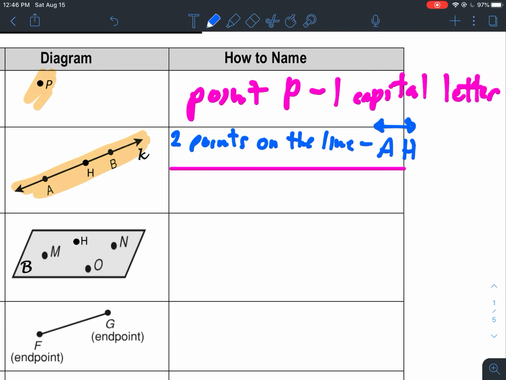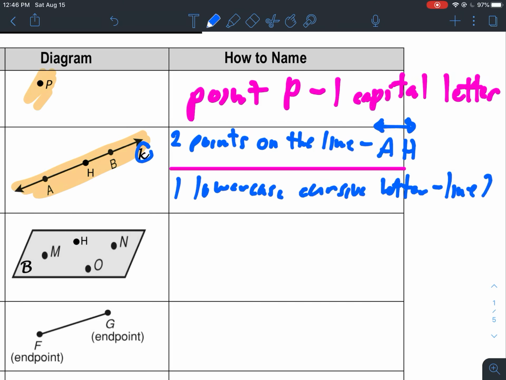The other way to name a line is with 1 lowercase cursive letter. Okay, and you can see that that's what that K is. Okay, so we can also just call this line K.